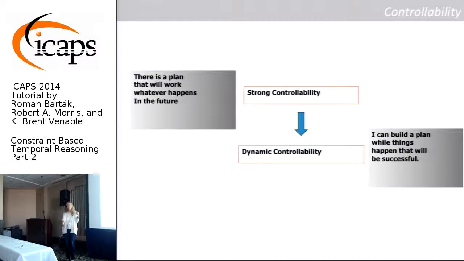Event which is under my control, without ever having to backtrack. So by just looking at what happened in the past, I'm able to make a good decision that will hold for whatever nature decides in the future.